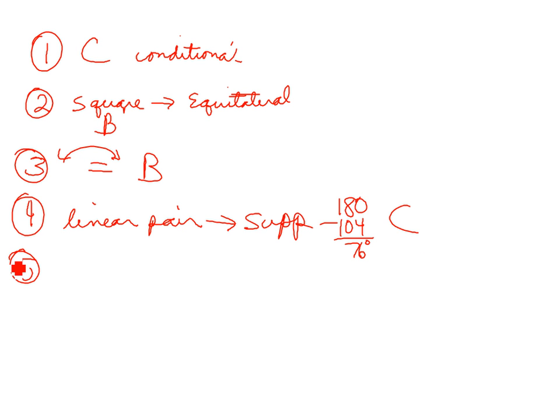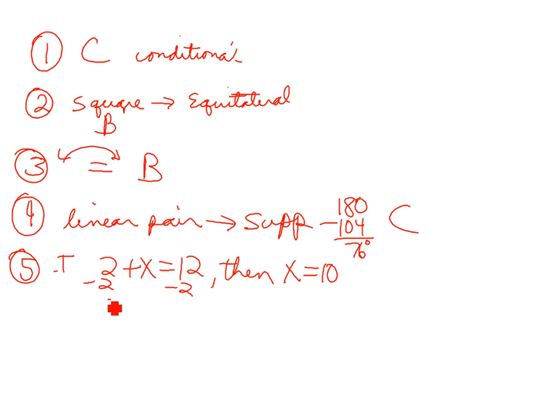Number 5, name the property that justifies the statement. If 2 plus x equals 12, then we know x equals 10. Well, all they did there was they subtracted 2 on both sides. So it's the subtraction property of equality, which is letter C.